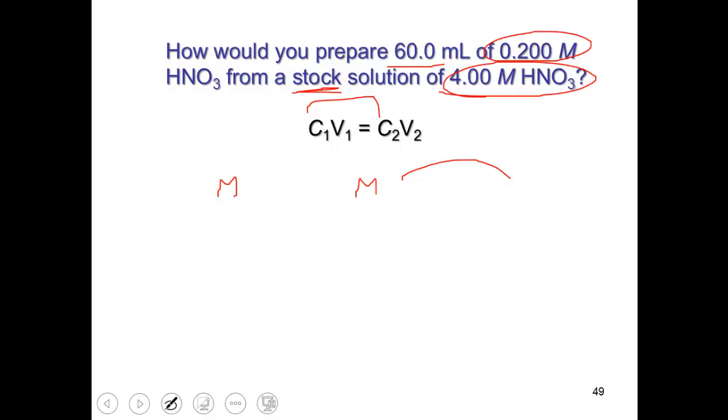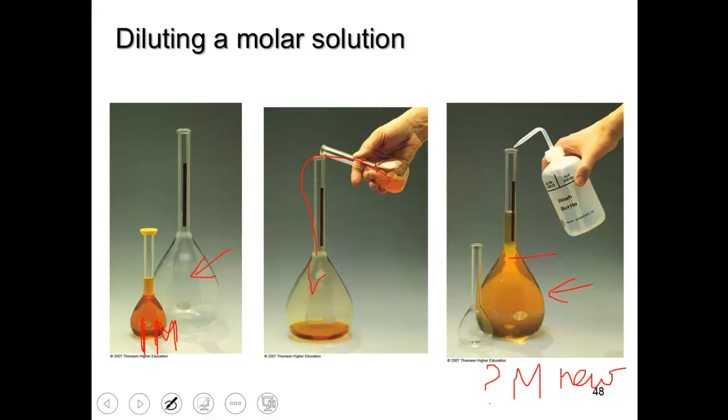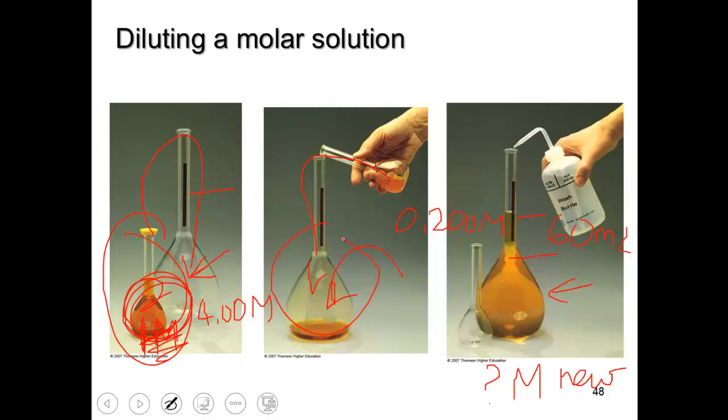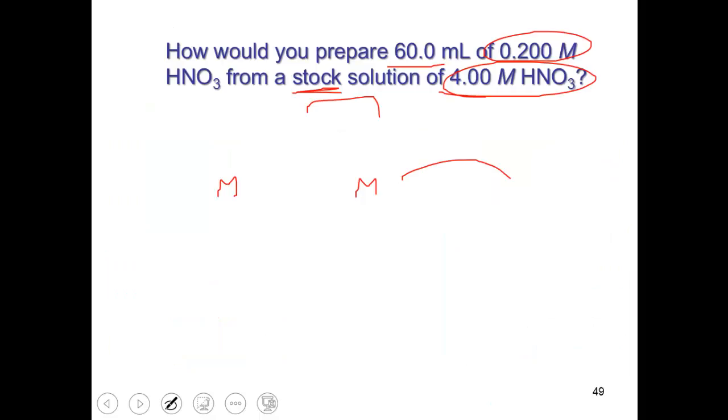So what I'm asking here is, let's go back. What is this original volume? I'm pouring it in here, and I'm getting this up eventually to 60 mils, okay? And this is now 0.200 molarity. This stuff was 4.00 molarity in my equation. So it's saying you're going to add water. What is the amount here that we poured into the original, into this bigger container?